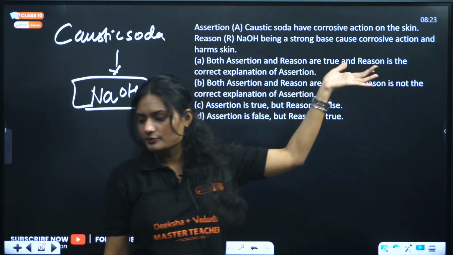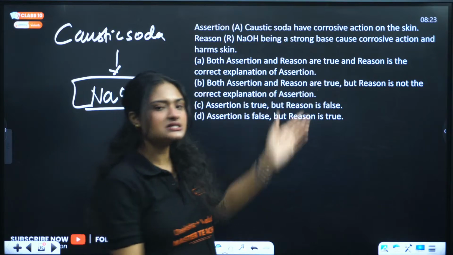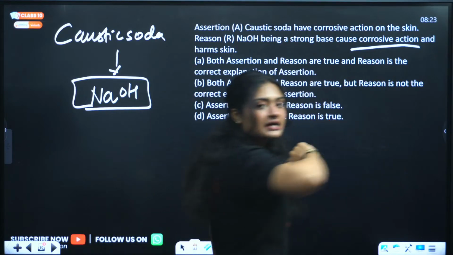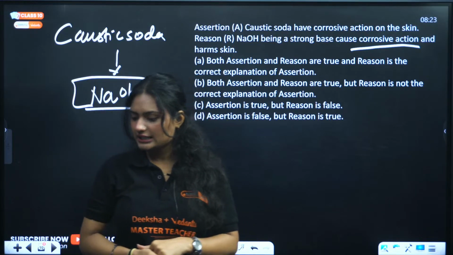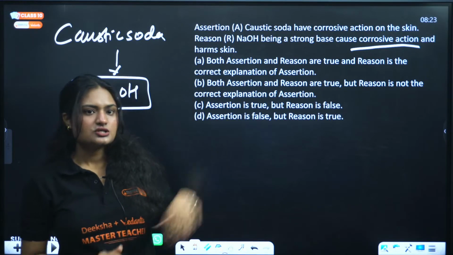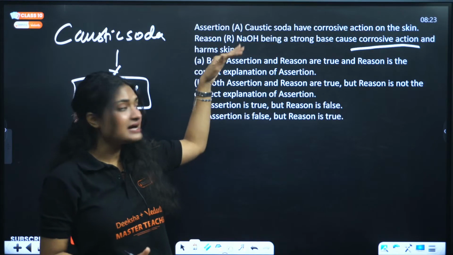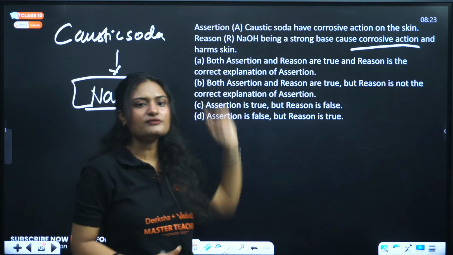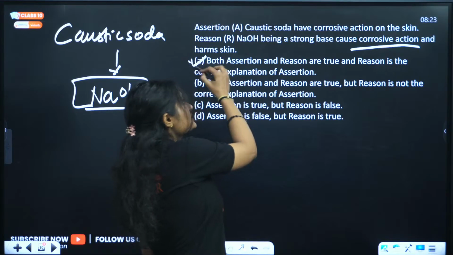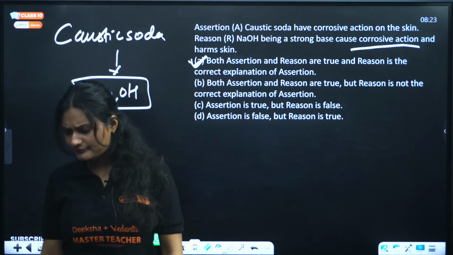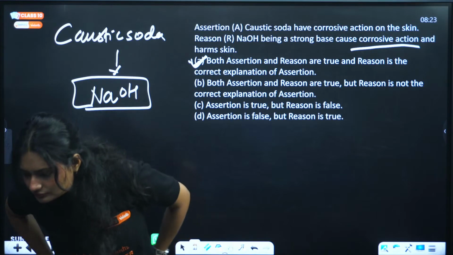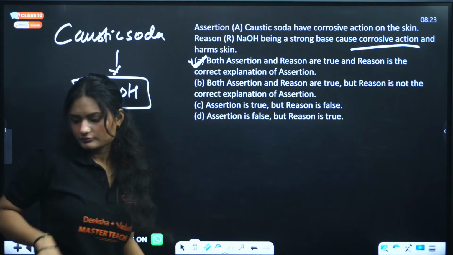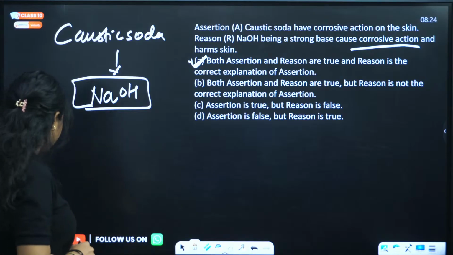Yes, it is a strong base, and because it is a strong base, it has corrosive action on the skin and it harms our skin. That's why it has a corrosive action on our skin. Correct. Caustic soda is NaOH. So the assertion is true, the reason is true, and the reason is the correct explanation of the assertion. The correct answer is option number A. Who answered D? Achha, D was for the last question. Yes, the correct answer is A.